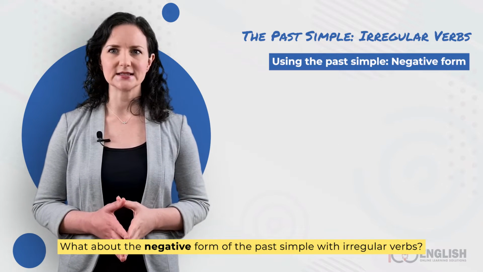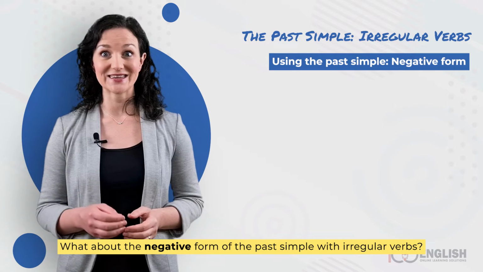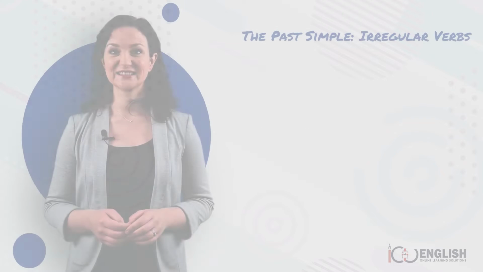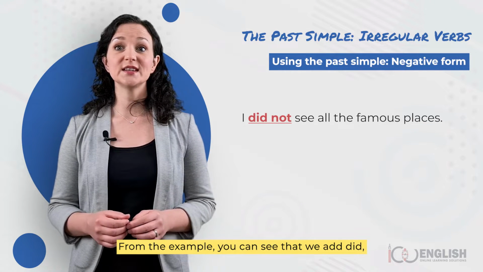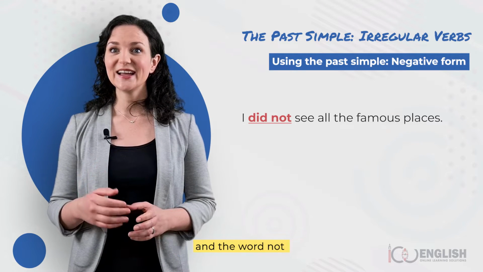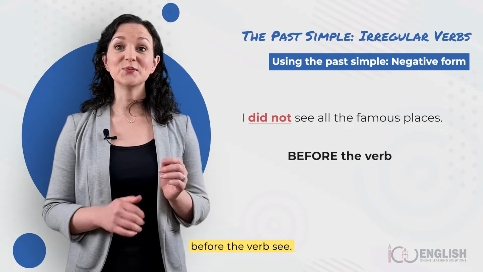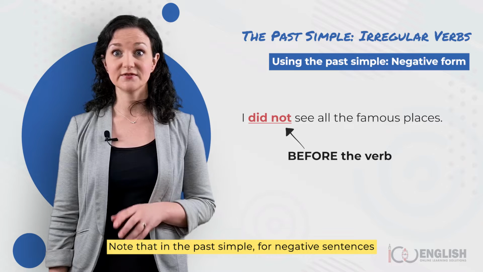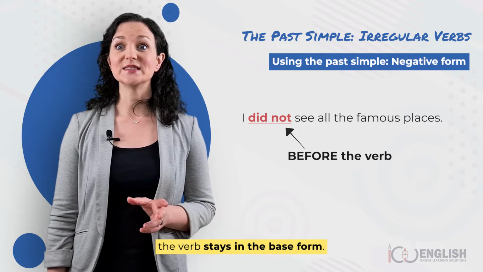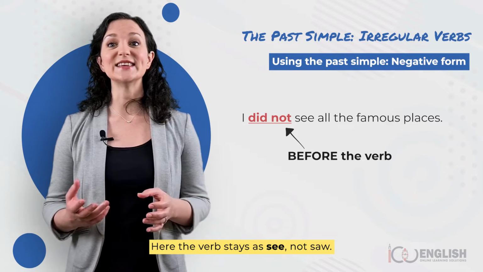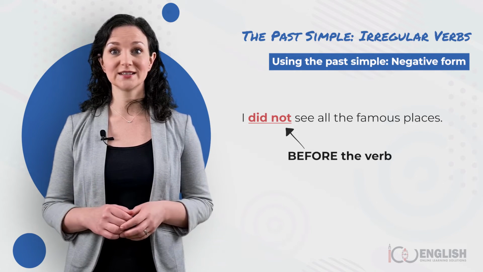What about the negative form of the past simple with irregular verbs? For example, I did not see all the famous places. From the example, you can see that we add did, which is the past of to do, and the word not before the verb see. Note that in the past simple, for negative sentences, the verb stays in the base form. Here, the verb stays as see, not saw.